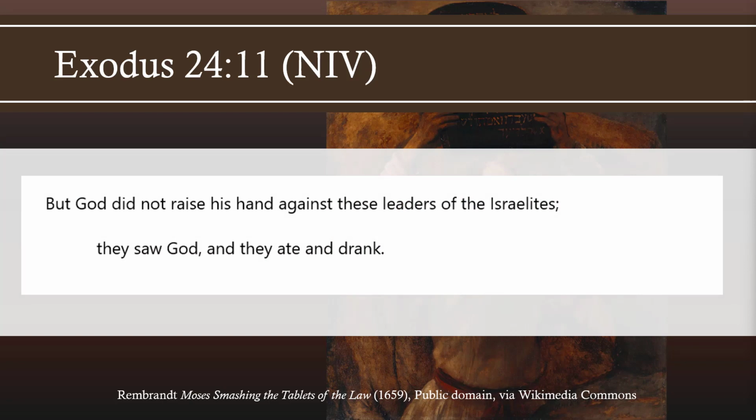Moses calls the elders up onto the mountain. It says that they went up onto the mountain. They could see the heavens above. And then it says, but God did not raise his hand against these leaders, the leaders of the Israelites. They saw God and they ate and they drank. And that right there is now symbolizing that shared meal, because they went up to God and now they're sharing a meal with God. So interesting event that happened there right after you ratify the covenant.